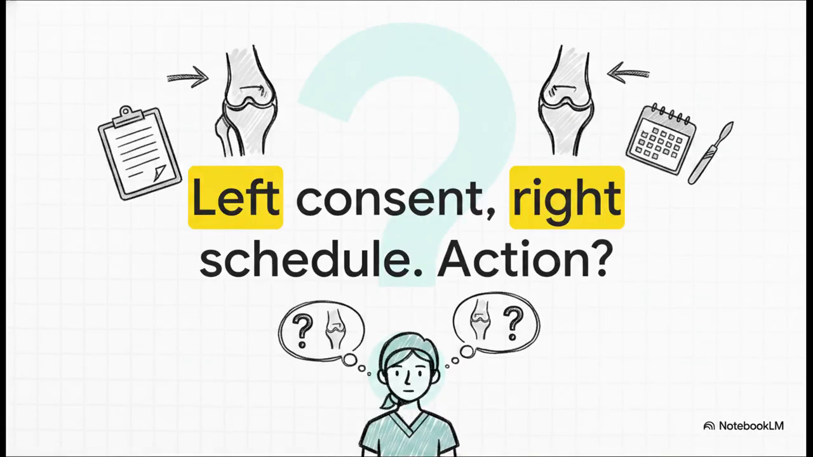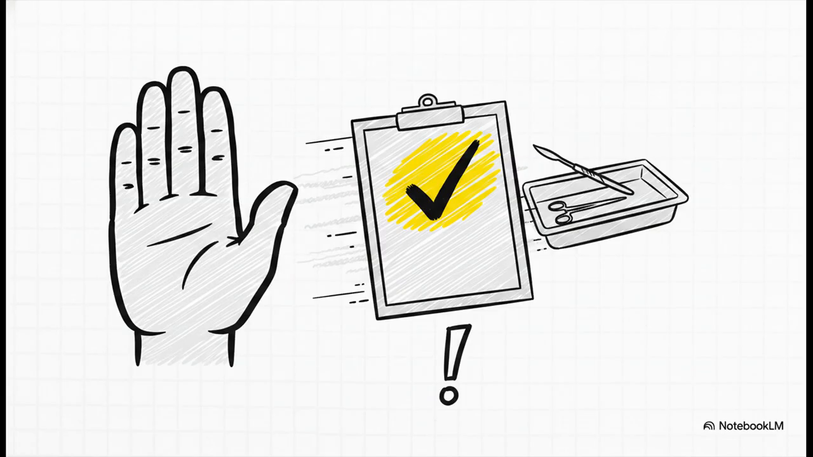Okay, let's test that knowledge right now. Put yourself in your OR shoes. Picture it. You're the scrub tech reviewing the chart. The consent form says left knee, but the schedule and the surgeon's preference card both say right knee. What do you do? If you said, stop the setup immediately, then you are perfectly prepped for this exam question.